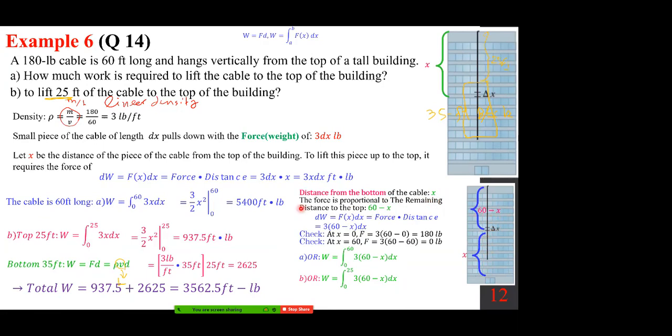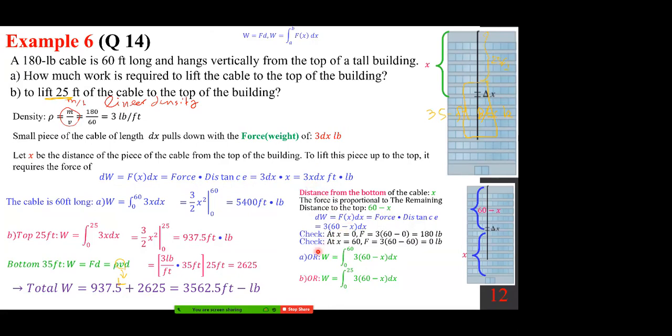So the force is proportional to the remaining distance to the top. So the 60 minus x changes depending upon which portion you're putting up. So the dW that you had here, everybody, in essence works out here. The only change that you make, the x here becomes 60 minus x. And you can check it out.